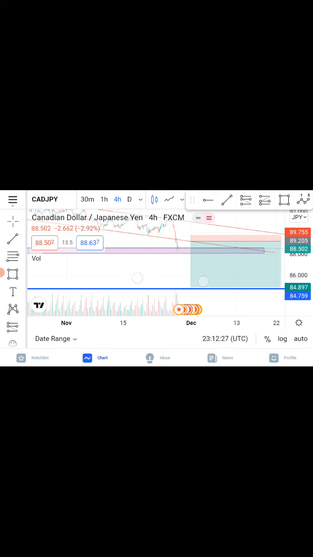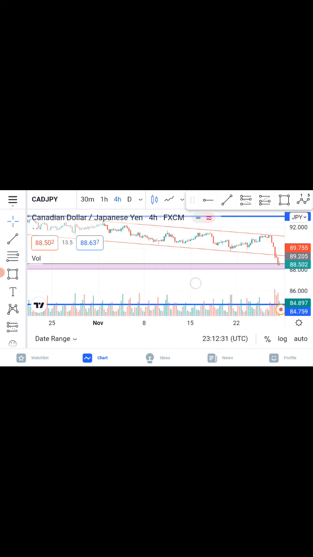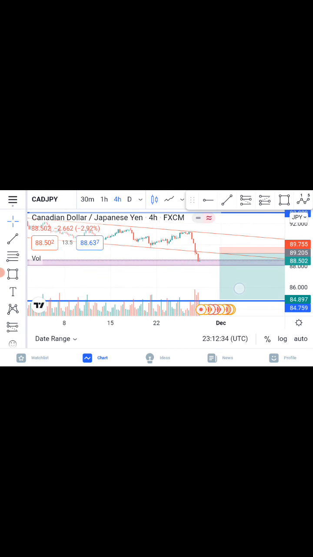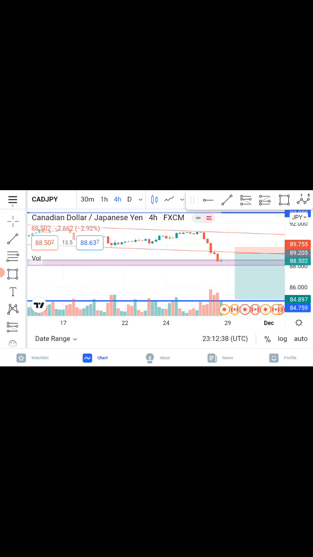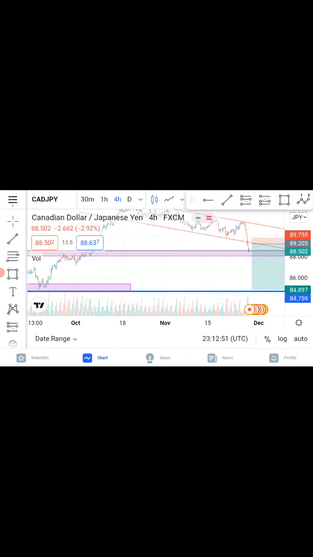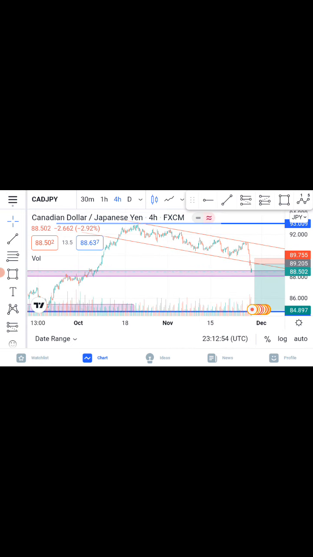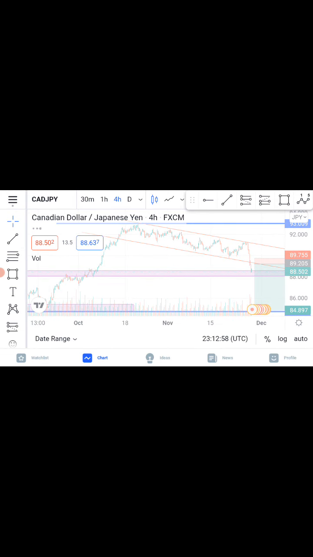And now, as I told you, if we move down to the 4-hour chart, I can see it is retracing all the way to the upside. So now I'm looking for that breakout. You see, I'm looking for that break and then retest. Then after a retest, shooting down all the way to this level right here. So this is Cadjpy for you. And yeah guys, then let's look at Nzdjpy.